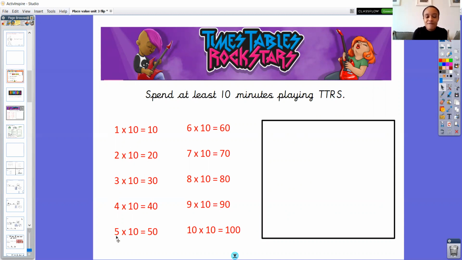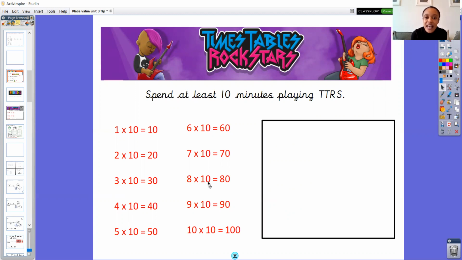Okay, what about this one? 5 times 10. So we want 5 groups of 10 this time. Okay, so 10, 20, 30, 40, 50. Okay, so 5 times 10 is 50. 8 times 10, well, that means we want 8 groups of 10. So 10, 20, 30, 40, 50, 60, 70, 80. Okay, so it might take a bit of getting used to at first, Year 1, but you will get it, and you will just see these number facts and then know them, okay?